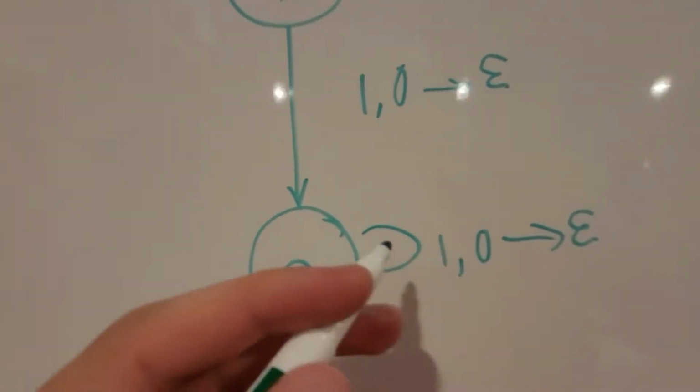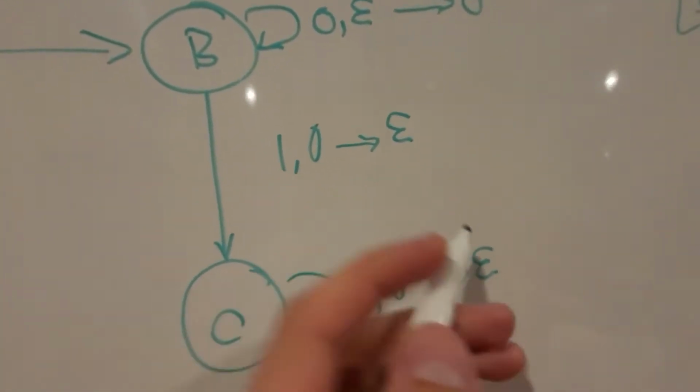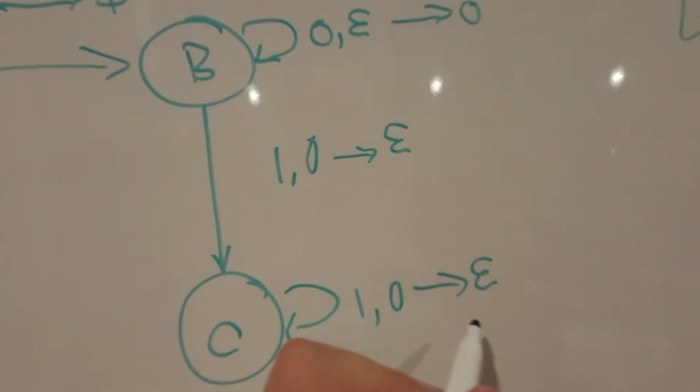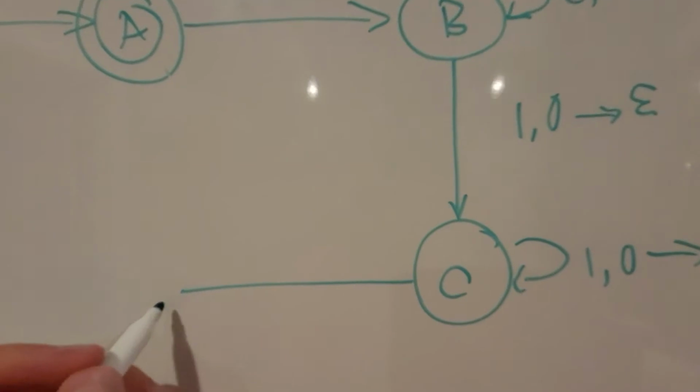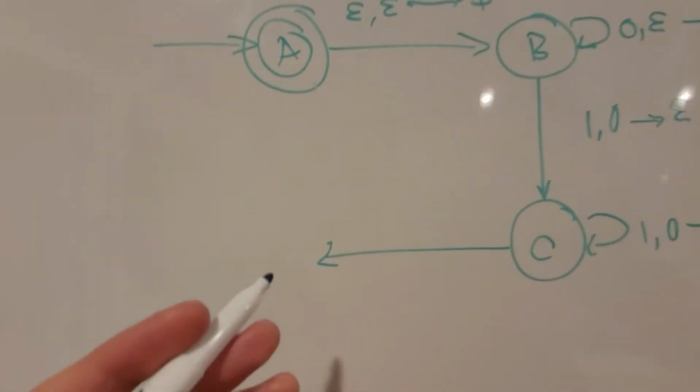All right, so after we've gotten rid of all the zeros, we haven't actually pushed any ones onto the stack, right? We've just been using it. We're reading the ones and popping zeros off, okay? So all that's left is our dollar sign. So how do we get rid of that? We just reverse what we did up here.